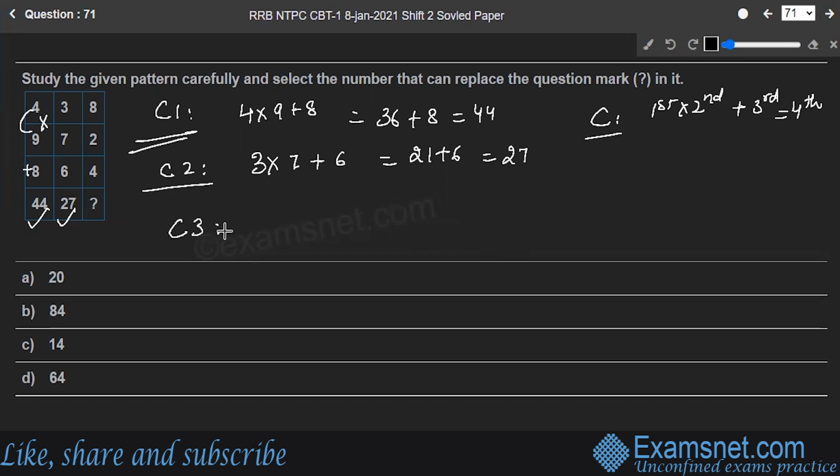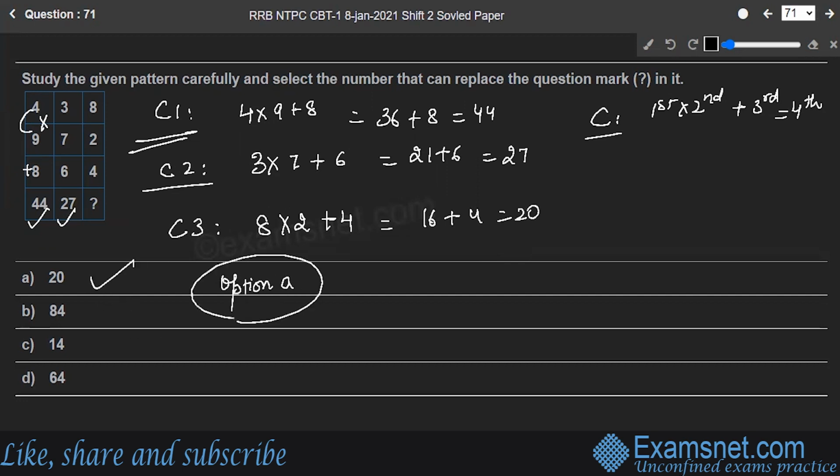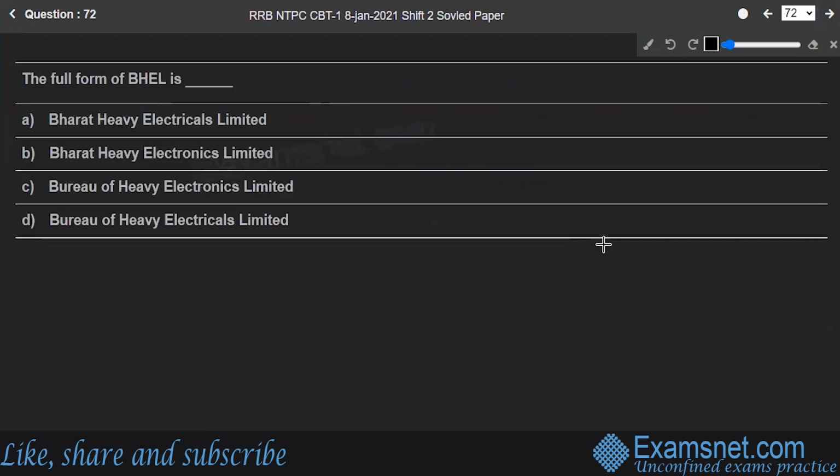All right. So the third column is 8 multiplied 2 plus 4, which is equal to 16 plus 4, that is equal to 20. So option A is the correct answer to this question. Hope you understood that. Next is question number 72. Full form of BHEL is Bharat Heavy Electricals Limited, Bharat Heavy Electronics Limited, Bureau of Heavy Electronics Limited, or Bureau of Heavy Electricals Limited. Well, the correct one is Bharat Heavy Electricals Limited.